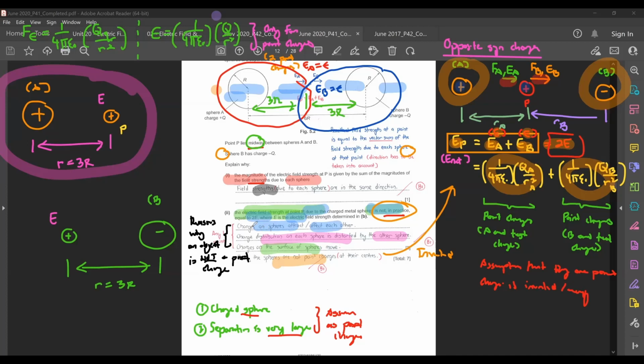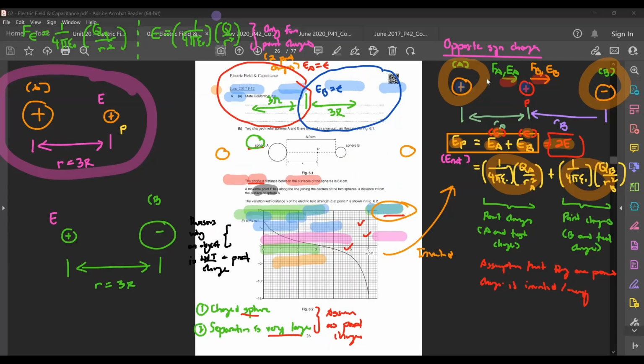But this question is doing it the other way around. They're asking you to explain why you cannot assume them to be point charges, which would be any one of these three. So hopefully this is okay. Then I will move on to another question. Can you have a look at page 26? There's something further I need to explain from all these things I've just drawn here.